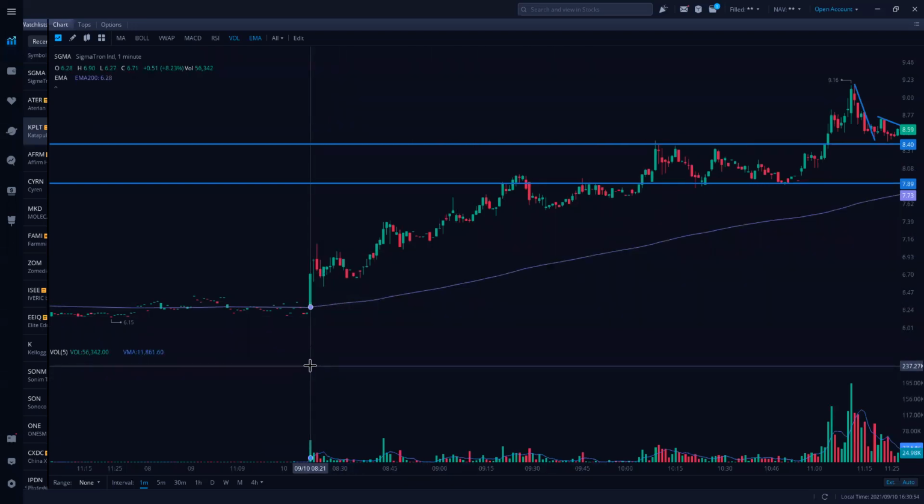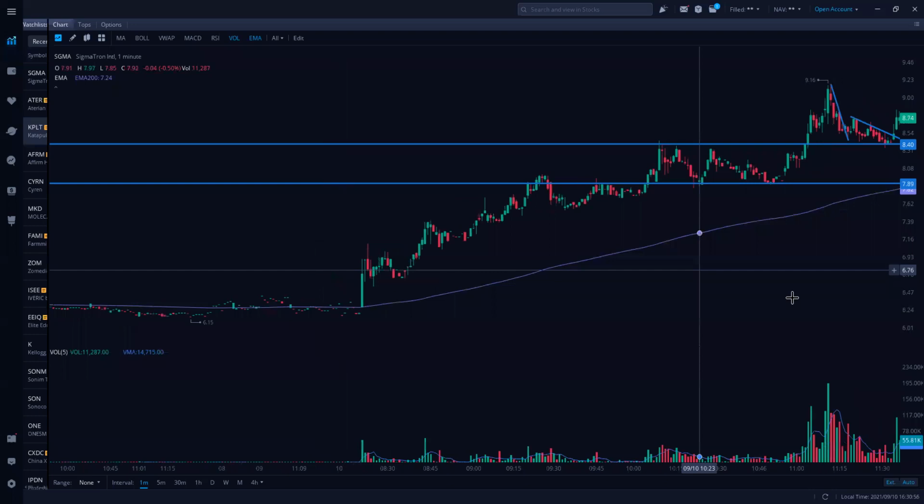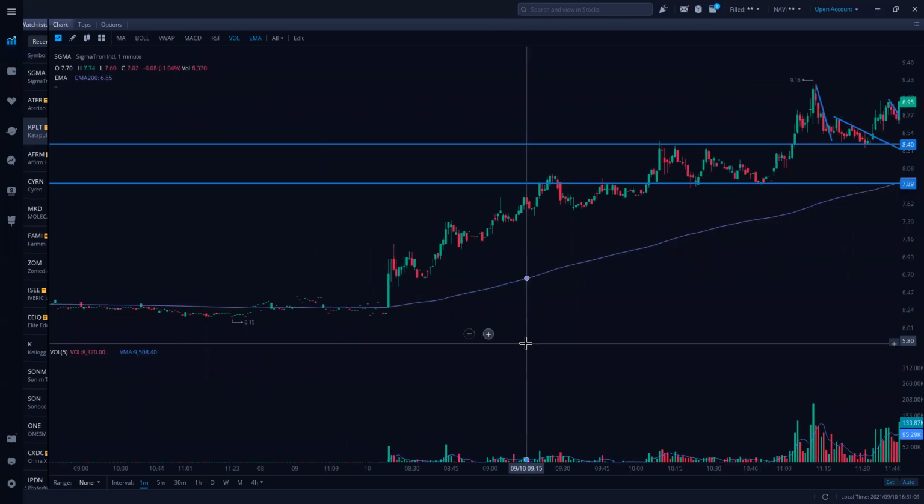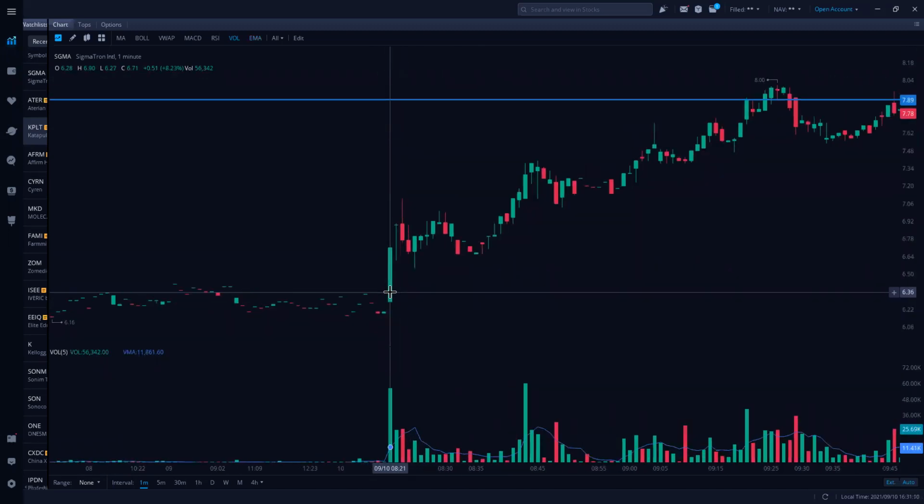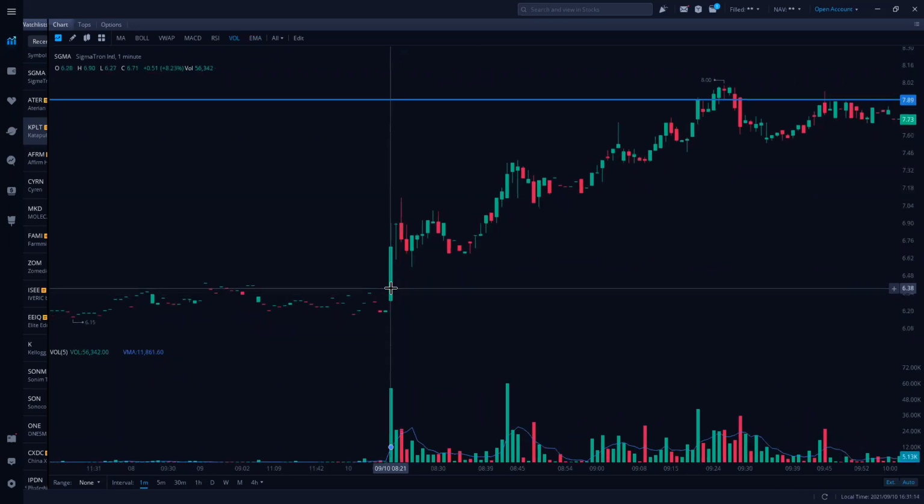First, a volume pop right here, a 60K candle. This set it up for the entire day. Wait, let me open chat. Any questions or anything? So let me cancel this 200 EMA. This is the 1 minute chart. Every single stock I've gone over, I've been using the 1 minute chart because we're looking at the intraday, at what happened today during the day.